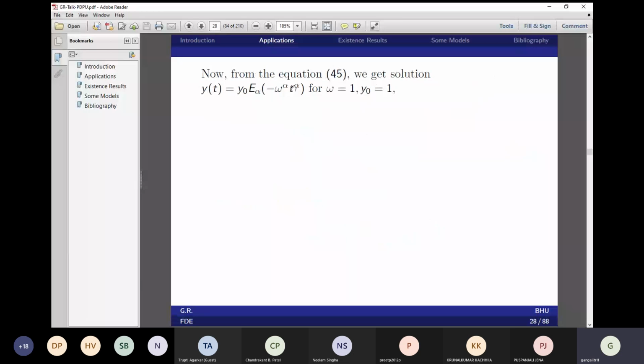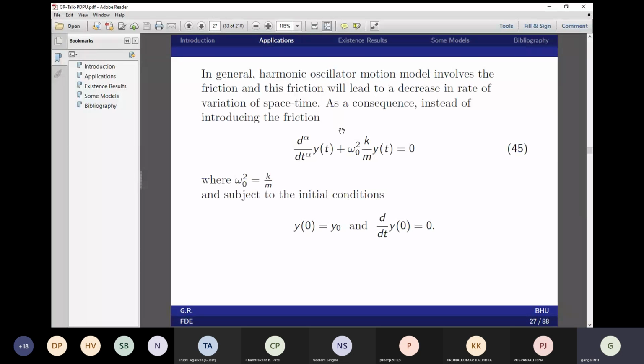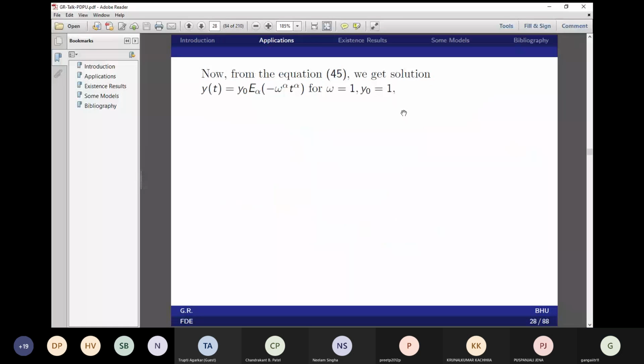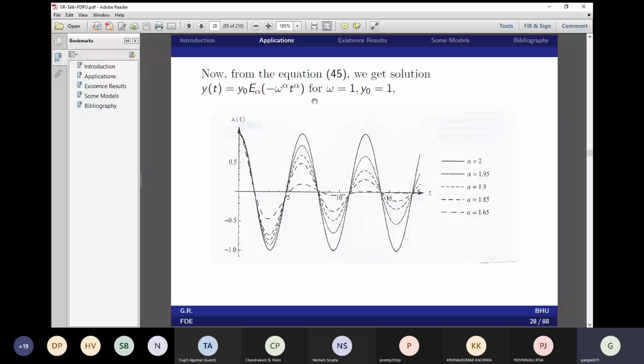Initial conditions, and the solution of the equation will be in the form of the Mittag-Leffler function. y(t) will be y naught E alpha of minus omega to the power alpha t to the power alpha, for omega 1 and y naught equal to 1. So basically this is the solution of our problem. Now if we draw the graph, the diagram will be represented by this.